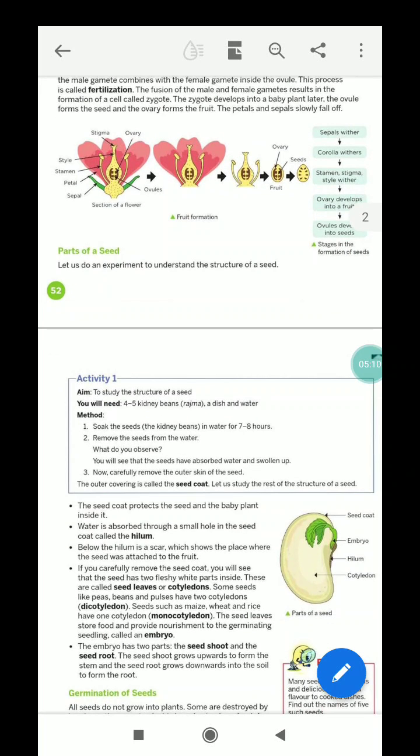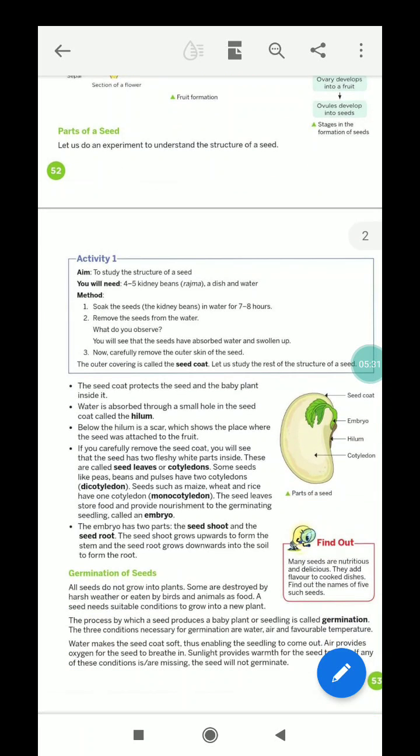Now we have to do an activity. Which activity? You have to take 4 or 5 kidney beans, or you may take rajma, the gram, or the pea. For doing this activity, you can take any of these 3 items. And you have been given this activity at your home to submit.